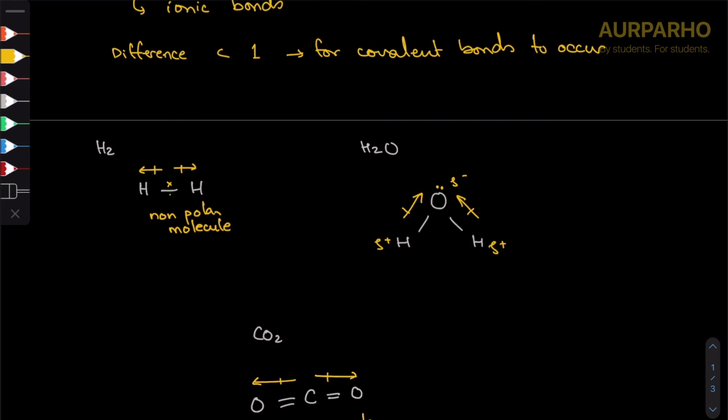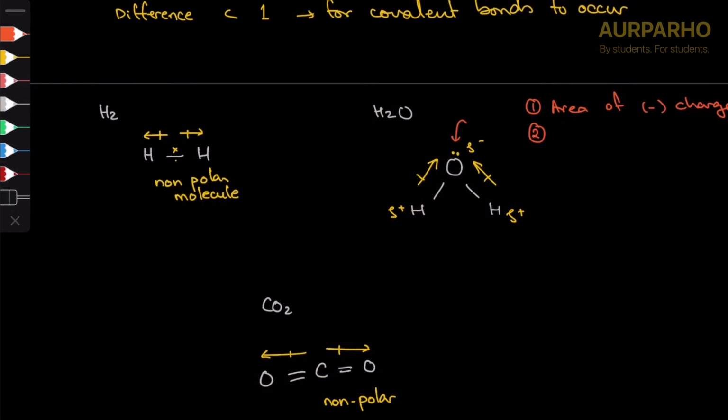It is also important to note, like we did in this case here, that lone pairs do have an effect on the polarity of a molecule in two significant ways. The first is that they act as an area of negative charge, an area of electron density. So they do contribute to the partial negative nature of some atoms. That's one way.